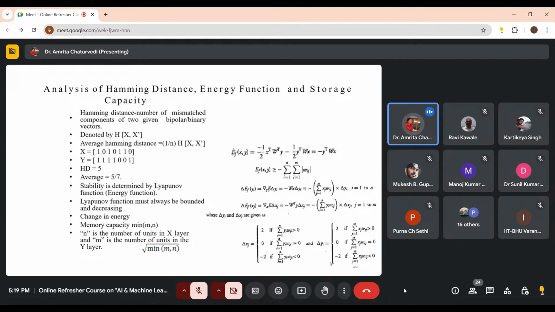And now if you want to calculate the average Hamming distance, you simply divide it by the total number of bits that are there in each vector, that is 7. So the average is 5 by 7.